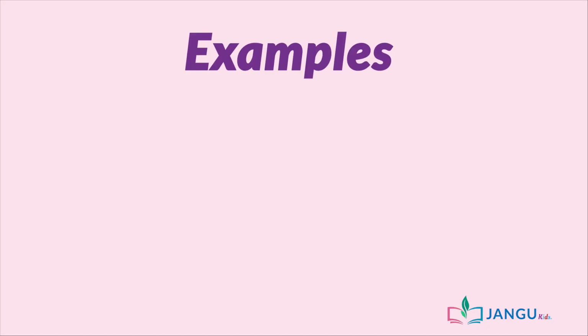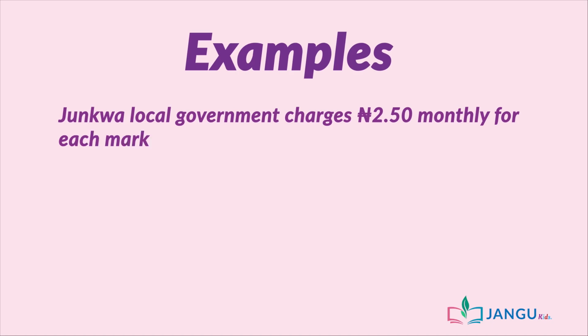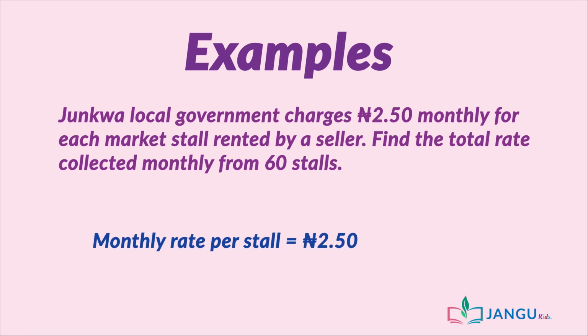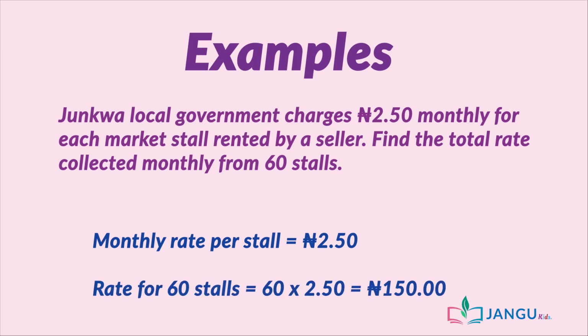Let's see some examples. Jonkwa local government charges 2 naira 50 kobo monthly for each market stall rented by a seller. Find the total rate collected monthly for 60 stalls. Monthly rate collected for each market stall is 2 naira 50 kobo. Therefore, rate collected from 60 stalls is 2.50 times 60, which equals 150 naira 0 kobo.